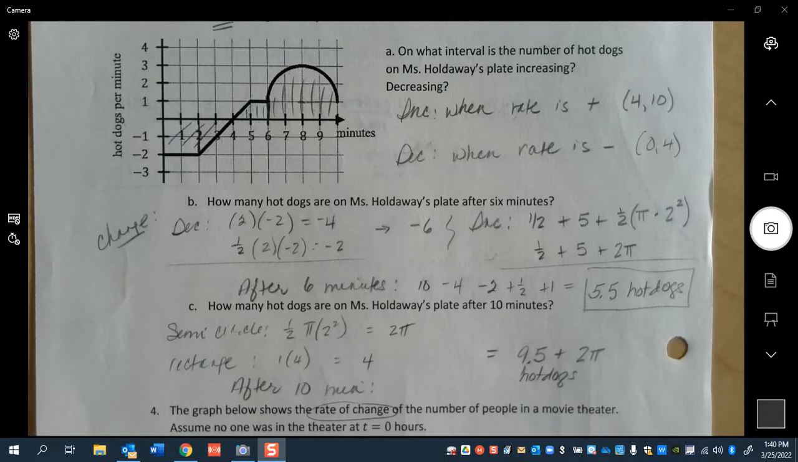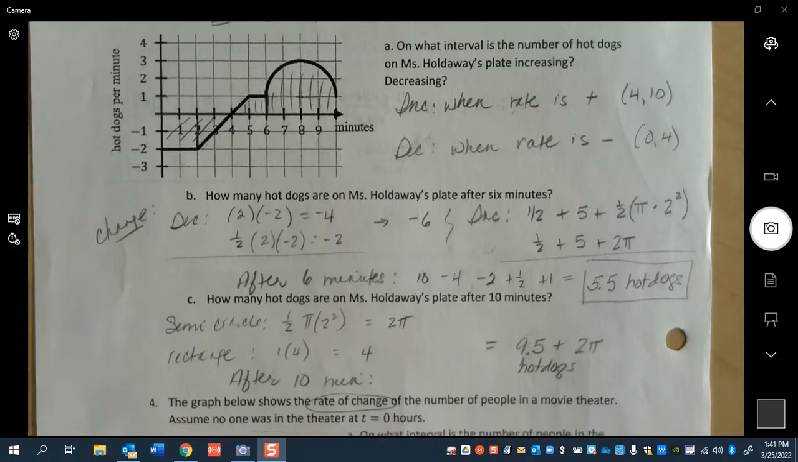So I was all ready to say this many hot dogs were put back on her plate, and then I was like, oh snap, it was 6 minutes. So she had 10, lost 4, lost 2, put a half a hot dog on, and then 1 more. So she had 5.5 hot dogs on her plate after 6 minutes. At the end of her time grilling, she's got 9.5 plus 2 pie hot dogs. I don't know whose hot dogs are in the shapes of circles, but okie dokie.